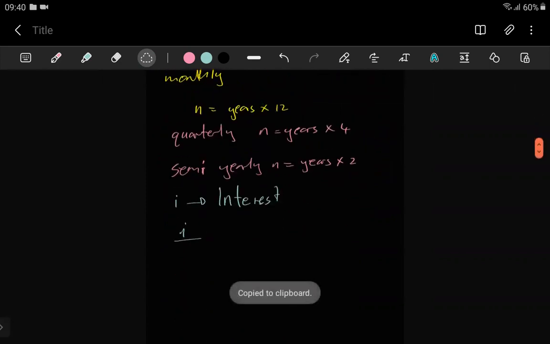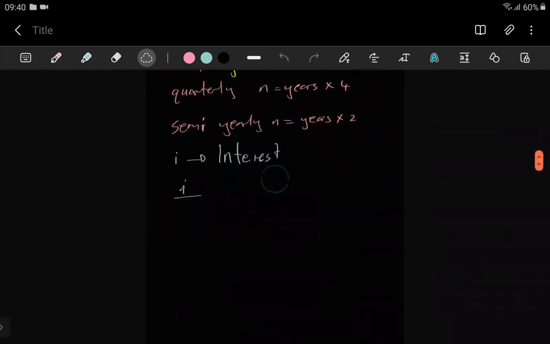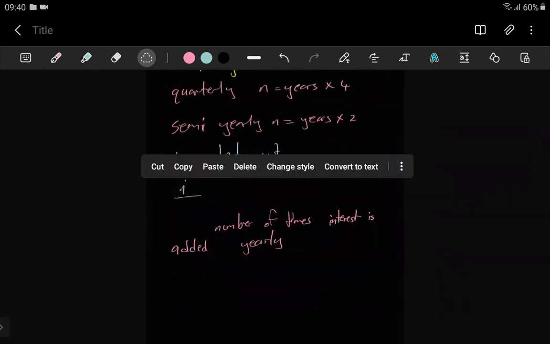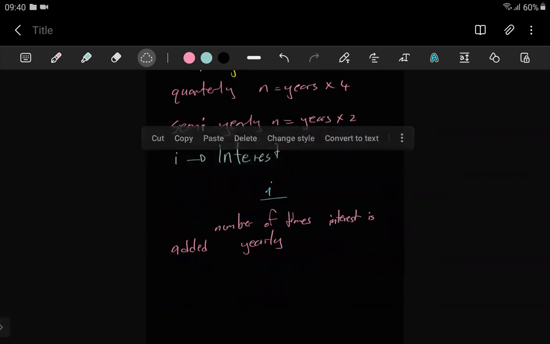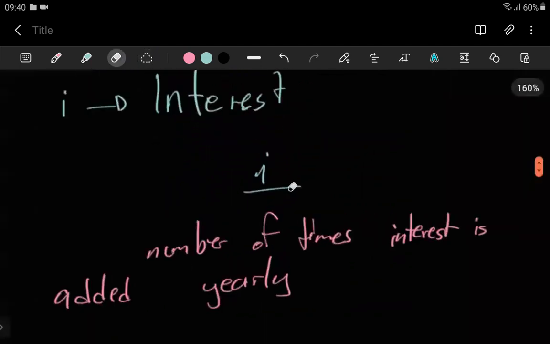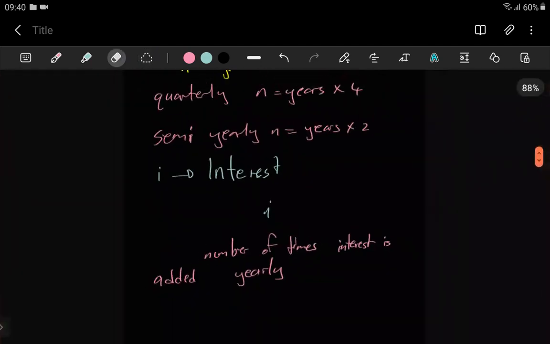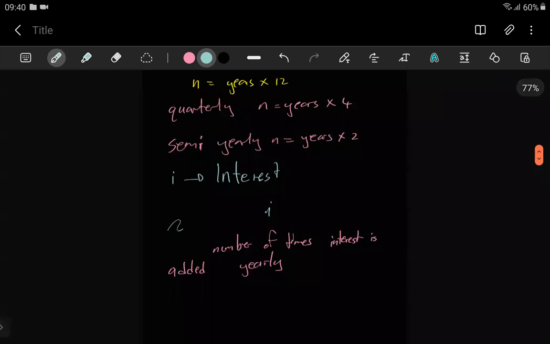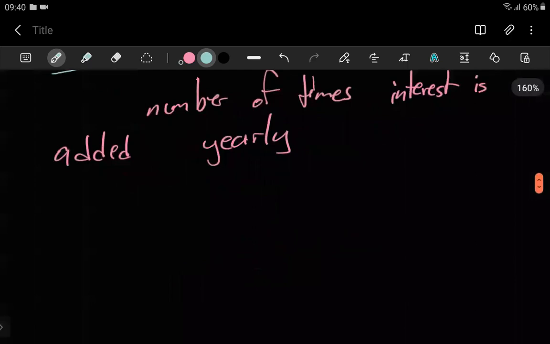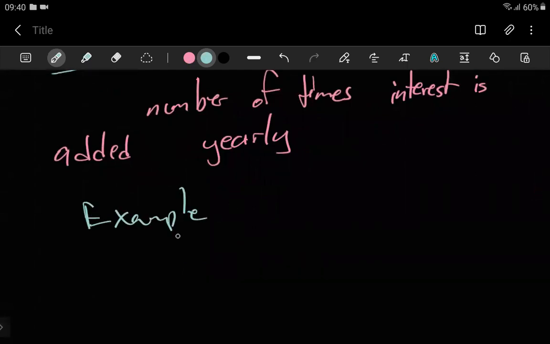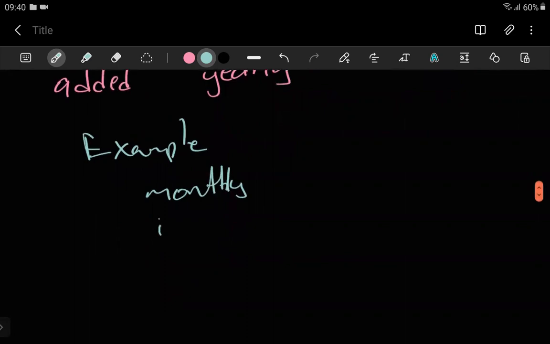That's what your interest will always be. Your interest will always be the interest value that they give you, divided by the number of times interest is added yearly. So it looks a bit weird, but we will go through an example just now. For example, if it's compounded monthly, then I will be over 12.